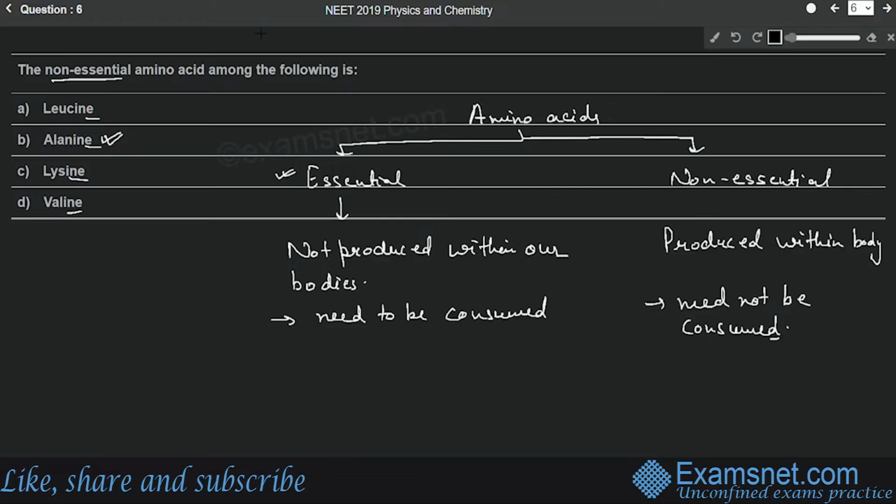So out of the given options, alanine is the example of non-essential amino acid, and the structure of alanine is something like this: hydrogen, carbon, this is an amino group, this is carboxyl group, and it has one methyl group. Okay, so this is the structure of alanine. Other options are examples of essential amino acids.